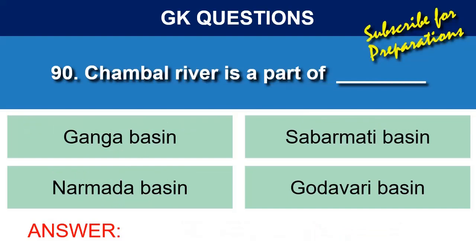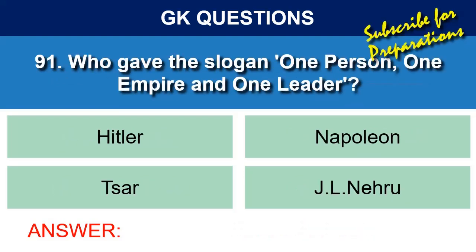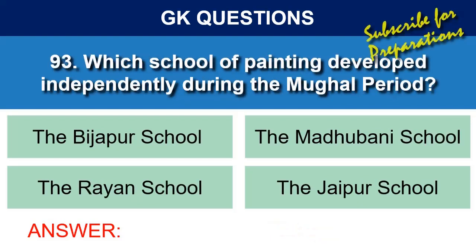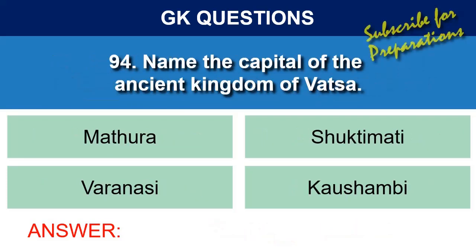Chambal River is a part of Narmada Basin. Who gave the slogan One People, One Empire and One Leader? Hitler. Krishna Deva Raya wrote Amuktamalyada in which language? Telugu. Which school of painting developed independently during the Mughal period? The Bijapur School. Name the capital of the ancient kingdom of Vatsa. Kaushambi.